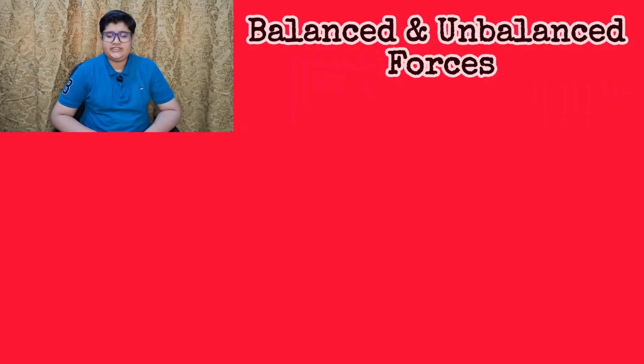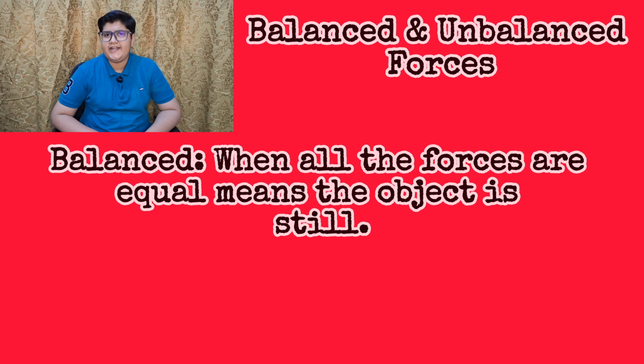Now let's discuss the different forces which act upon an object. There are two kinds: balanced forces and unbalanced forces. Balanced forces on an object are when the forces are the same on each side: up, down, right, left. This means that the object is still when the forces are balanced.